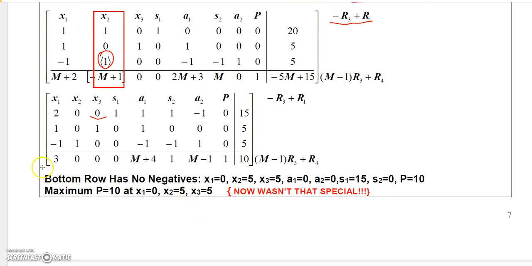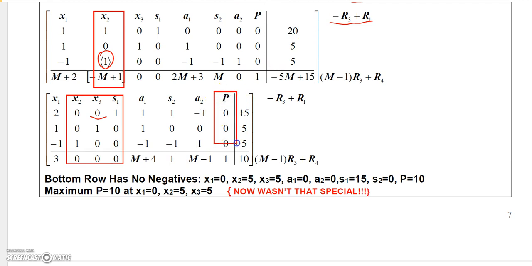Okay, now I don't have any negatives because I know m plus 4 has to be a positive number, and a million minus 1 certainly would be a positive number. So I don't have any negatives on the bottom row. So now let's just look for my basic variables. x2 is basic. x3 is basic. s1 is basic. So those three are basic variables.